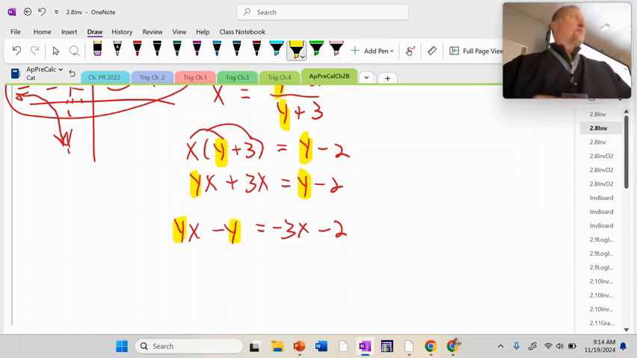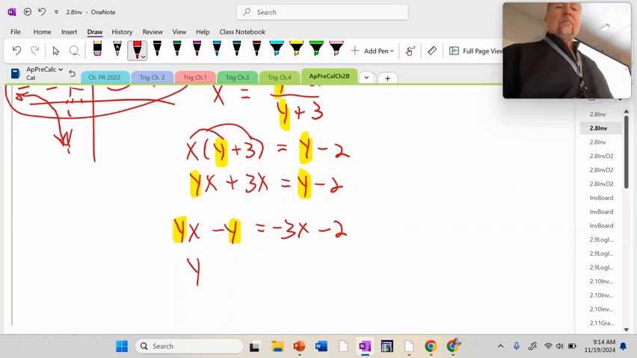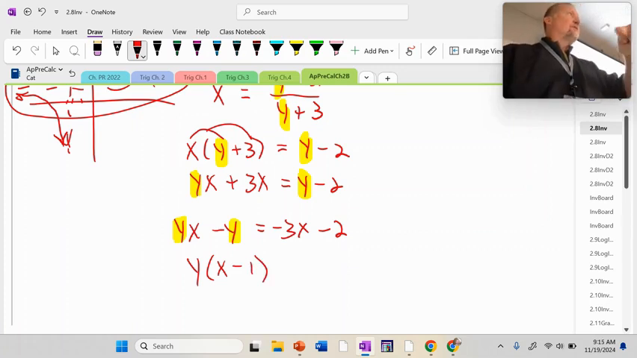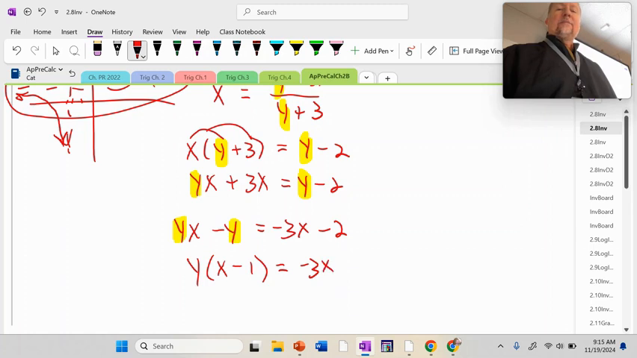And then real quick, you take out a y and you're left with x minus 1. Don't forget about that 1, because when I throw this back in, you check your answer. Does it make sense? And then equals -3x minus 2. And then you divide. And then you call this the inverse of f of x.